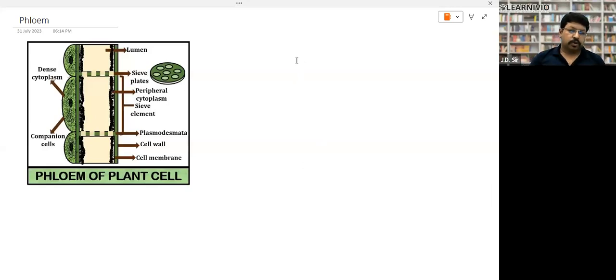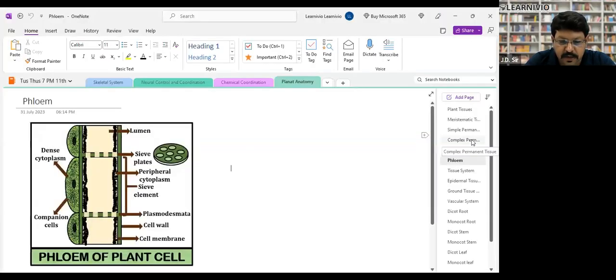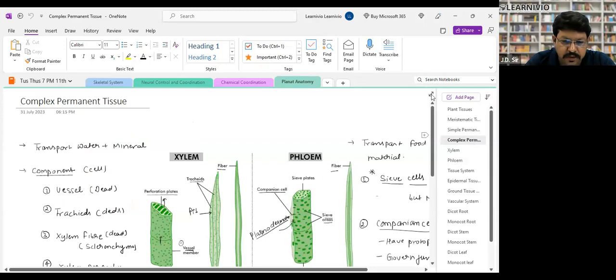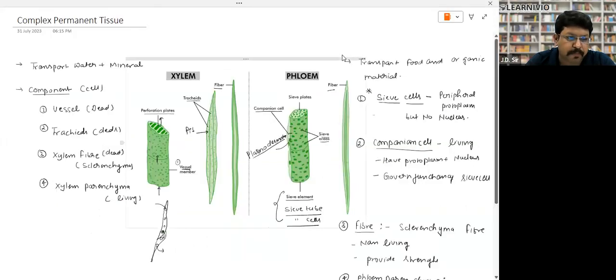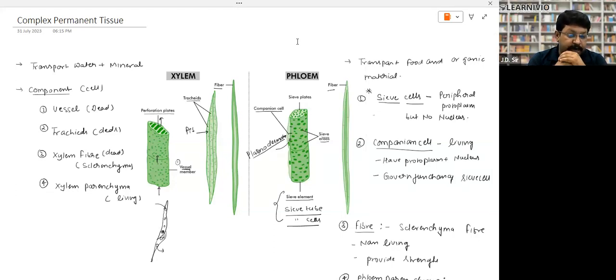Fine. So let me give you a glimpse of last class, where we ended. In last class, I told you that there are complex tissues. Complex tissues are permanent tissues which are made up of more than one kind of cell, right? So complex tissues are made up of more than one kind of cell.